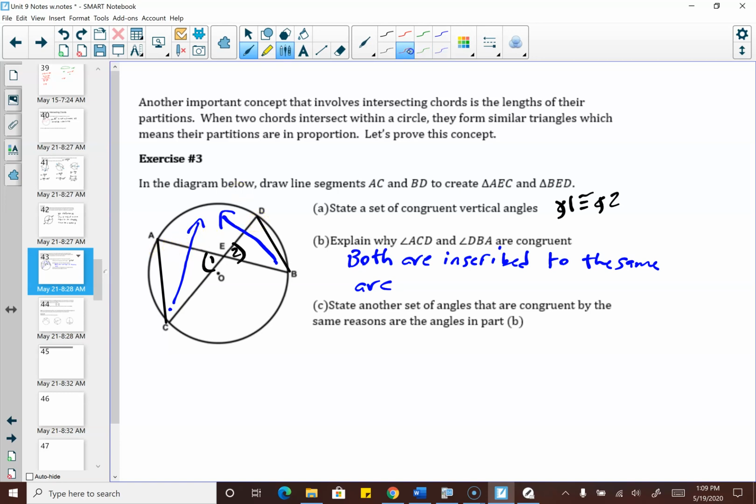All right, you can see A opens up to CB, or is inscribed to CB. D is also inscribed to CB. So we have angle CAB and angle BDC. But remember, when we're proving similar triangles, we only need angle. So we technically had enough after part A and part B.